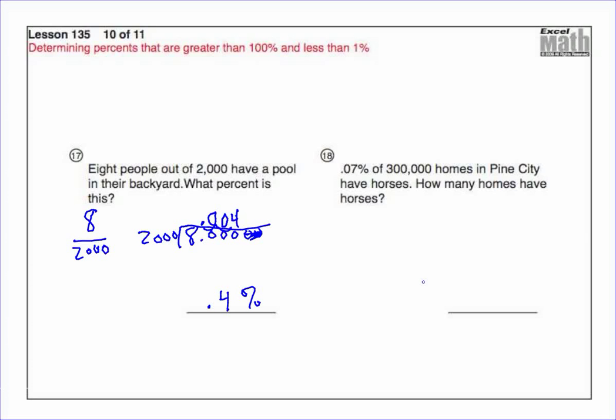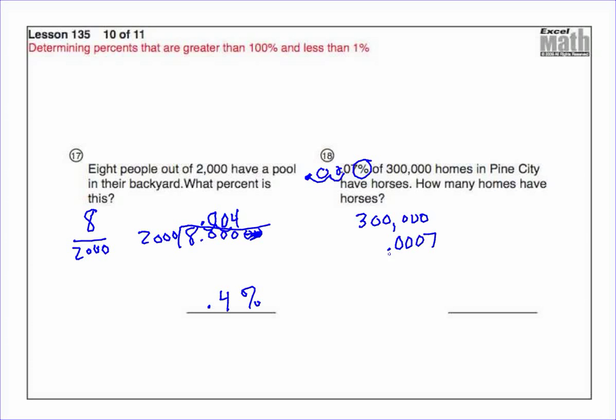Not 4%, but 0.4%. 0.07% of 300,000 homes in Pine City have horses. How many homes have horses? Well, remember, when you see a percent sign in a problem, it almost always means you're going to multiply. So we're going to do 300,000 times, not 0.07, because that's 0.07%, we're going to do it times 0.0007, because I've got to move this over 2 spots to the left and put the decimal point out here.